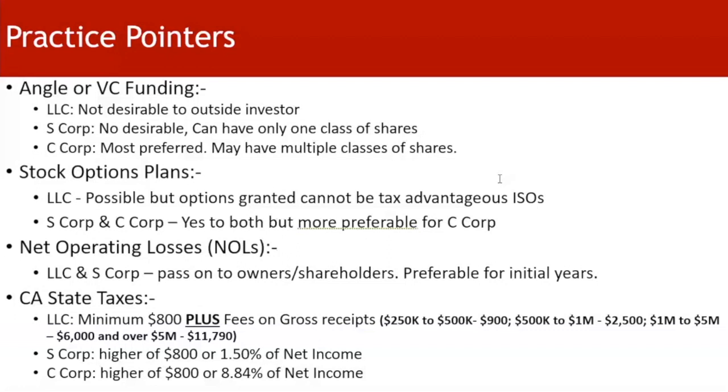So if a business has $6 million in gross revenue and a $1 million loss, the company is still required to pay $11,790 and $800, which is quite a high fee. So you need to look at whether an LLC is better or an S corp is better. An S corporation is required to pay $800 or 1.5% of the net income, whichever is higher. That's the tax in California. And a C corp is required to pay $800 or 8.84%, whichever is higher, in California.